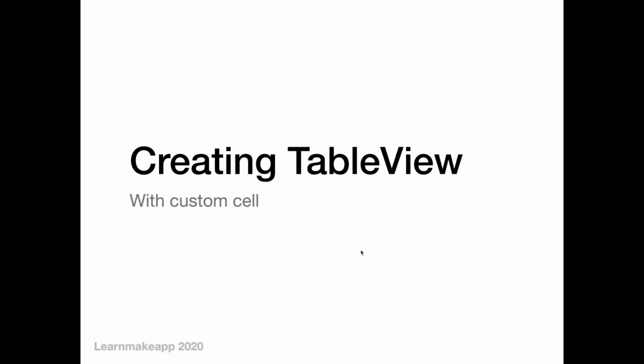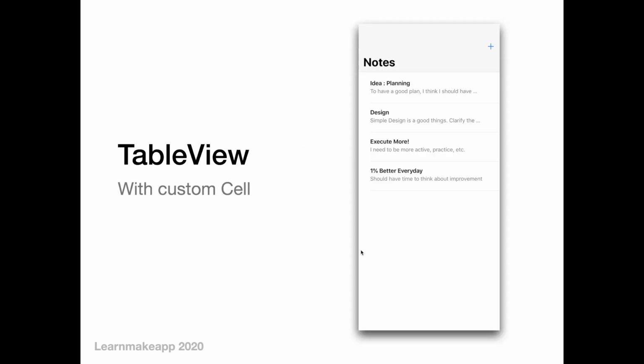And today we're going to create a table view with a custom cell. So basically, we are going to create this kind of screen. It is a view controller that has a table view and also a custom cell on it. So let's get started.